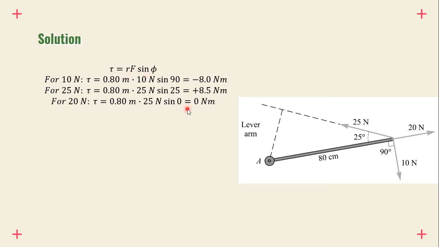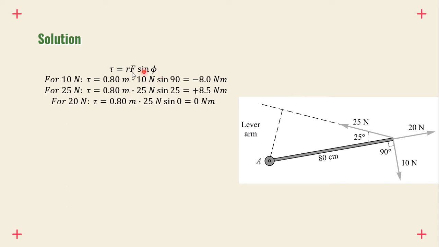But if you want the harder way to do it, you can use the formula tau is equal to Fd, in which d is the moment arm. In this figure, the moment arm is illustrated. This is the moment arm. Going back to the first force, 10 Newton, tau is equal to R F sine phi, 0.80 times 10 Newton times sine of 90. The answer is negative 8 Newton meter.